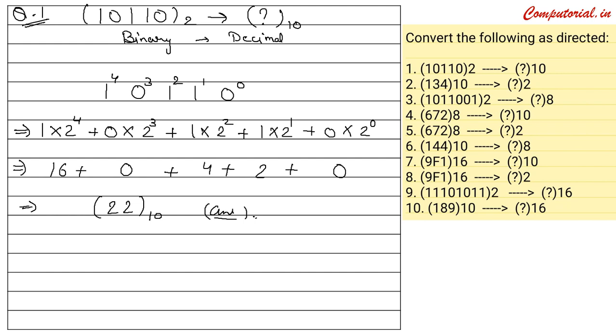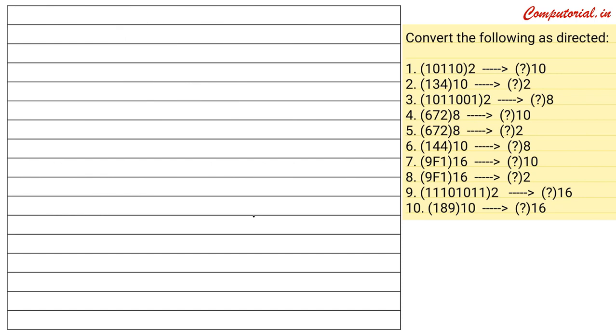Now let's move to question number 2. That's a decimal to binary conversion. Well, question number 2 is 134 with a base of 10 to be converted to binary base, that is base 2. That is decimal to binary. So keep one thing in your mind whenever you are converting anything from decimal to binary. When you are converting any number from decimal to binary, you have to divide that number by 2.